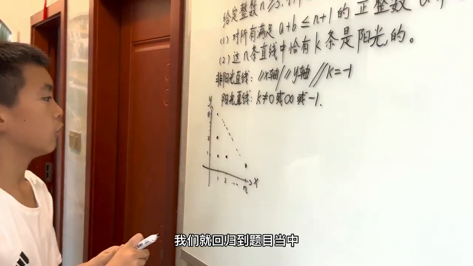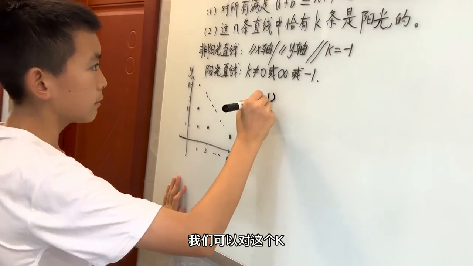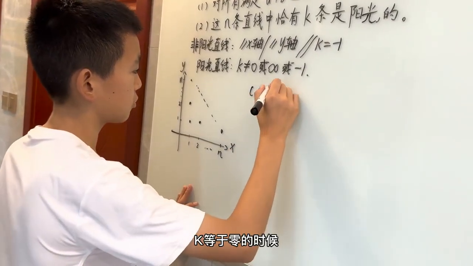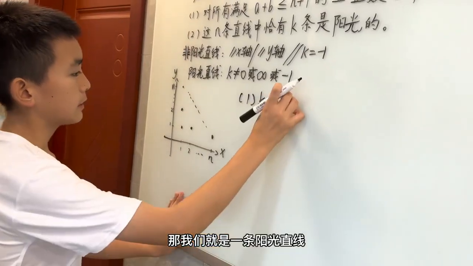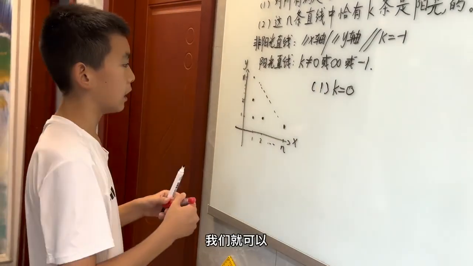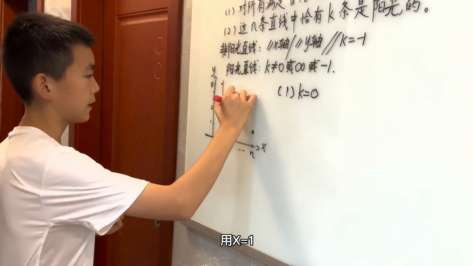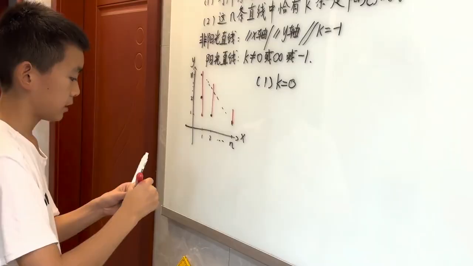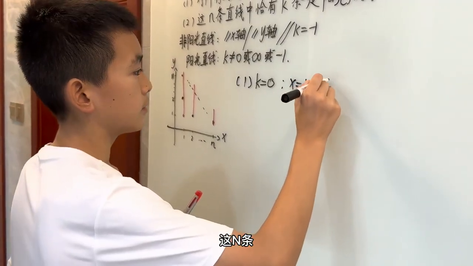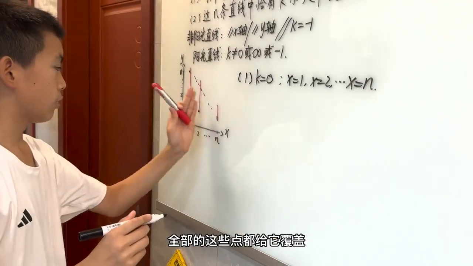Now we return to the problem, where we can divide k into several cases for discussion. First, when k equals 0, we use no sunny lines, only non-sunny lines. We can use the vertical lines x equals 1, x equals 2, until x equals n. These n vertical lines can obviously cover all the points.